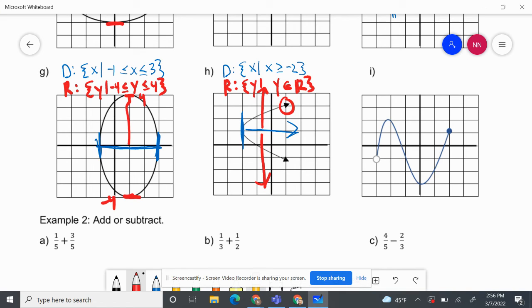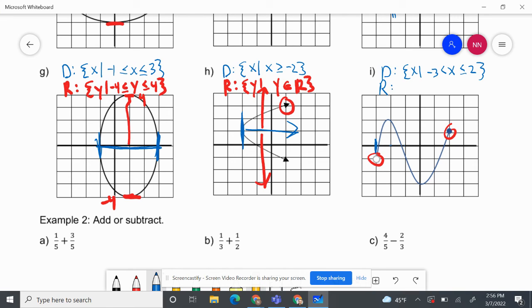Now for letter I, we don't have arrows. We have an open circle and we have a closed circle. So when we're looking at our domain, notice that with the open circle, we're not going to include the number. So what we have is x such that x is in between -3. Notice I'm not putting a line underneath it. And then it goes all the way to 2. The 2, I am putting a line underneath because it actually is a closed circle.